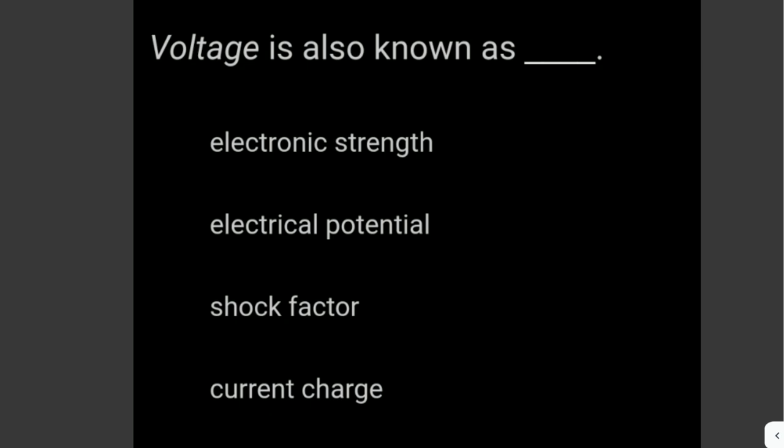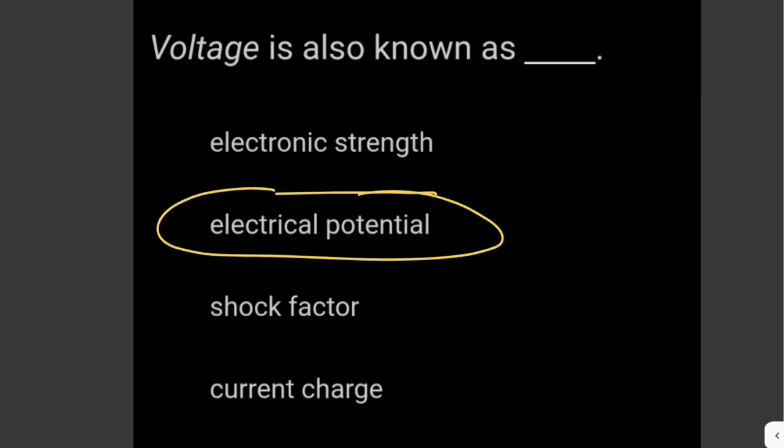Voltage is also known as electronic strength, electrical potential, shock factor, or current charge. The answer here is electrical potential. So in the early history of the study of electricity, voltage was known as electrical potential or the electrical potential energy.